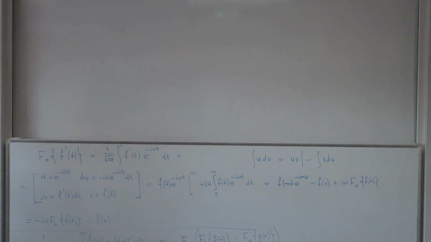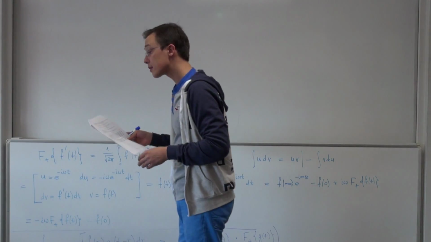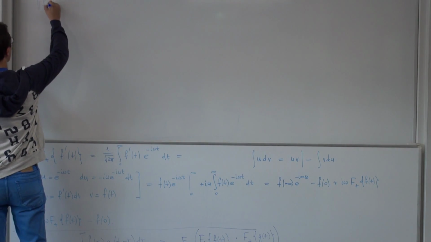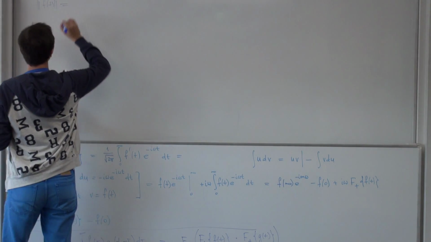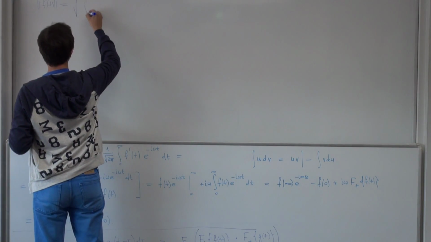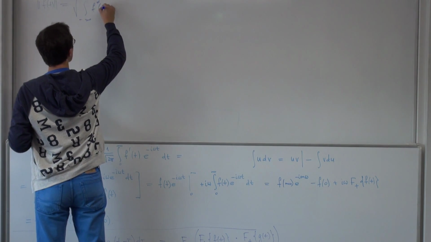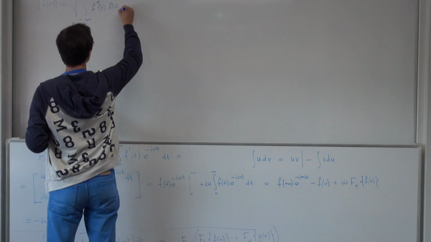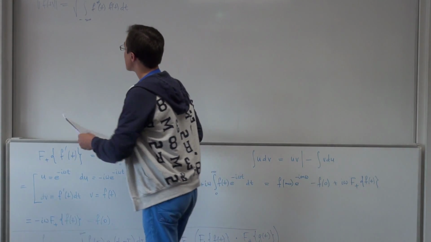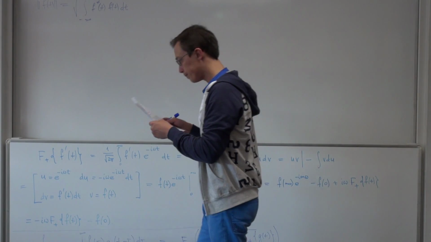Right, so to prove that it's unitary, we need to just show that the norm of the function doesn't change, and the norm of the function f of t, at least the standard 2-norm, is the square root of the integral from minus infinity to infinity of f conjugate of t, f of t, dt. So we just need to demonstrate that the square of the norm doesn't change, and that will do.